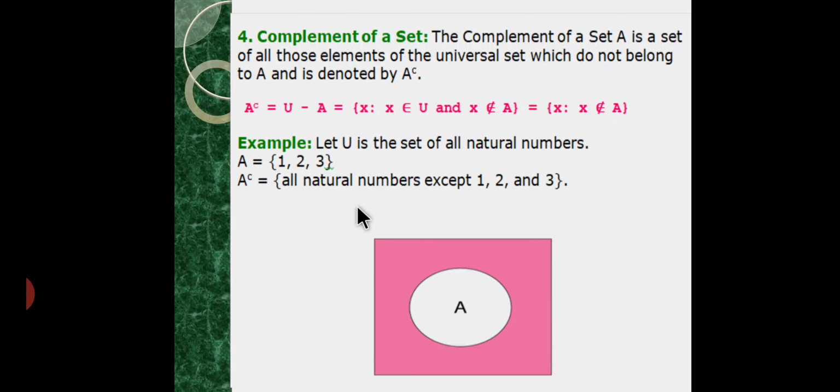So we represent it in a diagram like this. This is the universal set. In this set of all natural numbers, we just remove the elements of A, that is 1, 2, 3. We remove A from the universal set, and we represent the result like this as A complement. So what is the condition? A complement is equal to the universal set minus A.